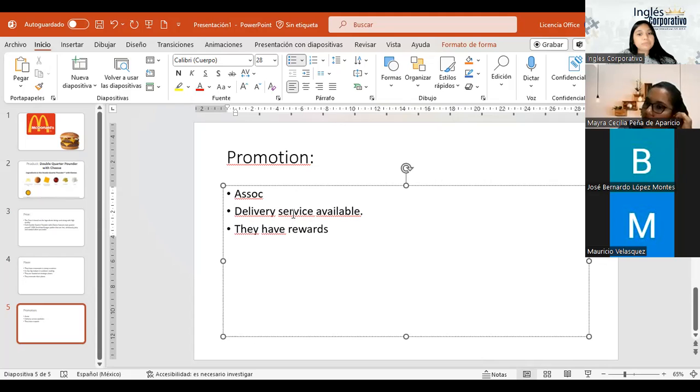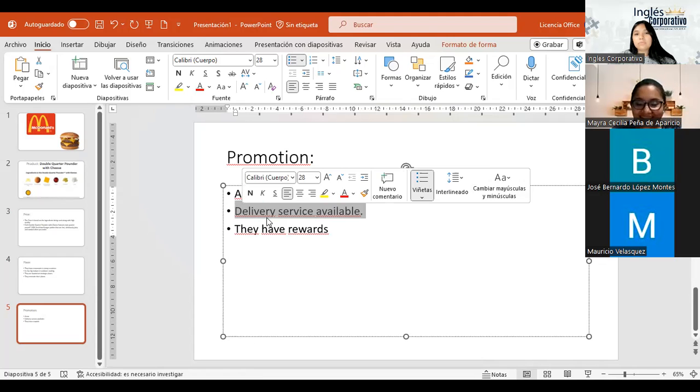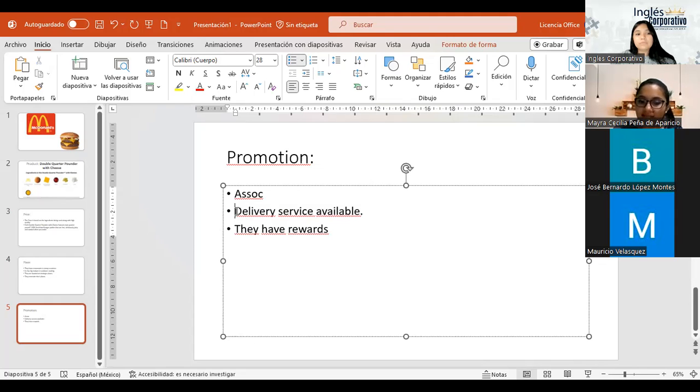En este, como me dijo José Bernardo, they promote themselves by the delivery services apps. ¿Cómo? Repita, porfa. They promote. Al principio, así, sin verdad, they promote. Promote. Así. Yep.